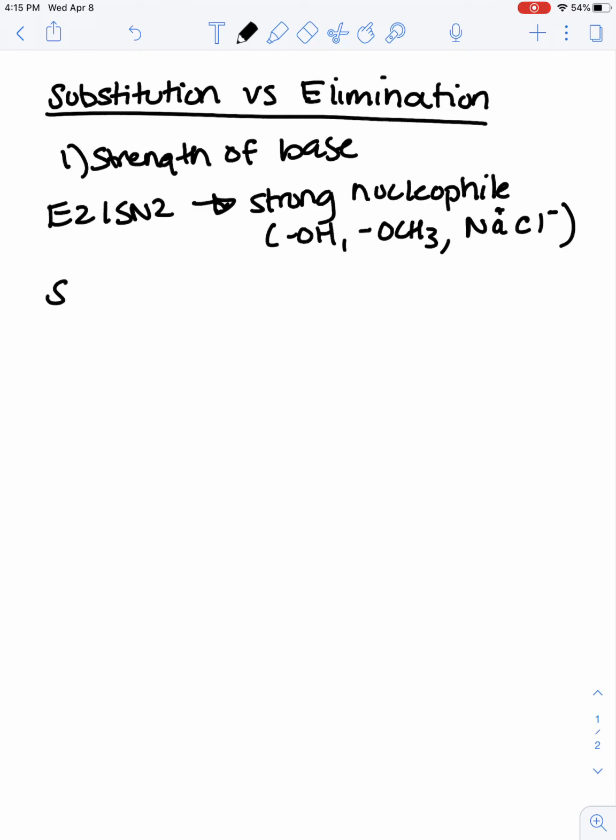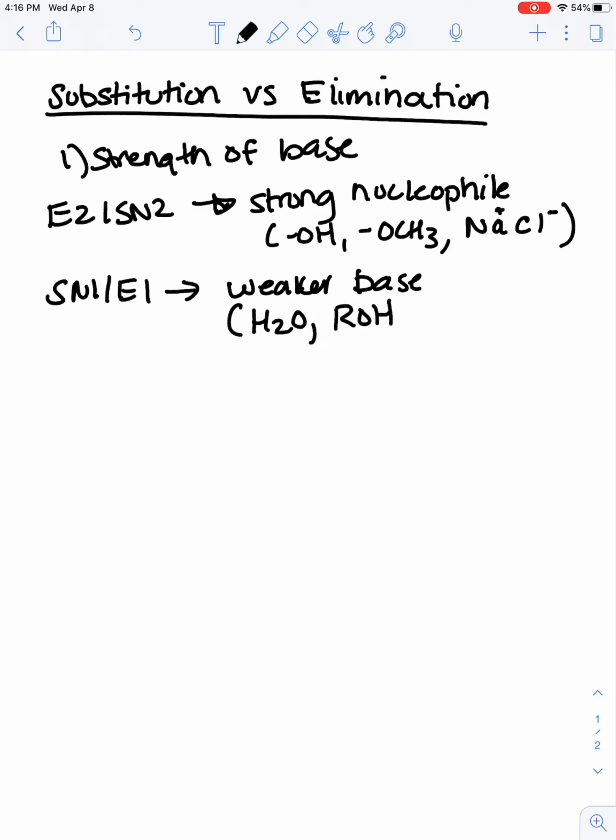When we have a weaker base, SN1 and E1 reactions will proceed with a weaker base or weaker nucleophile. So remember that because the carbocation formation is the rate determining step, the concentration of the nucleophile does not affect the overall rate of the reaction. So this is why weaker bases or nucleophiles work for SN1 and or E1 reactions. So weaker bases would be something like water, which is common, alcohol is common, acetic acid is another one that you guys may see.